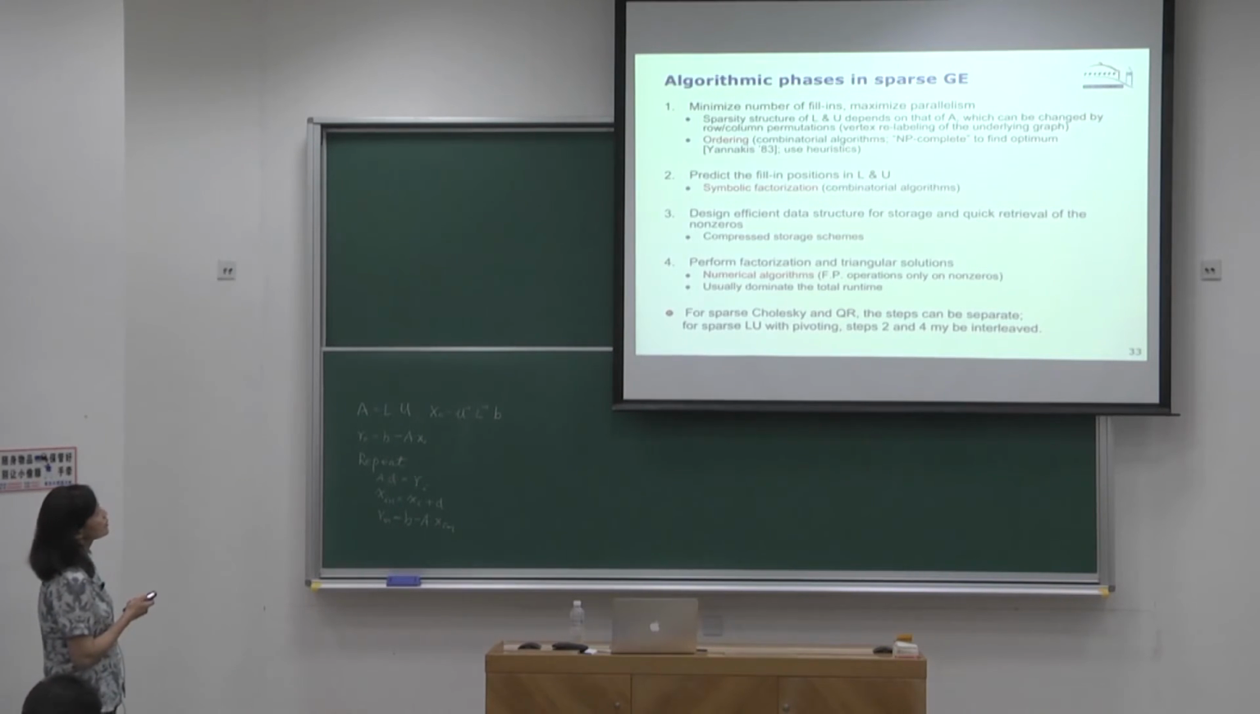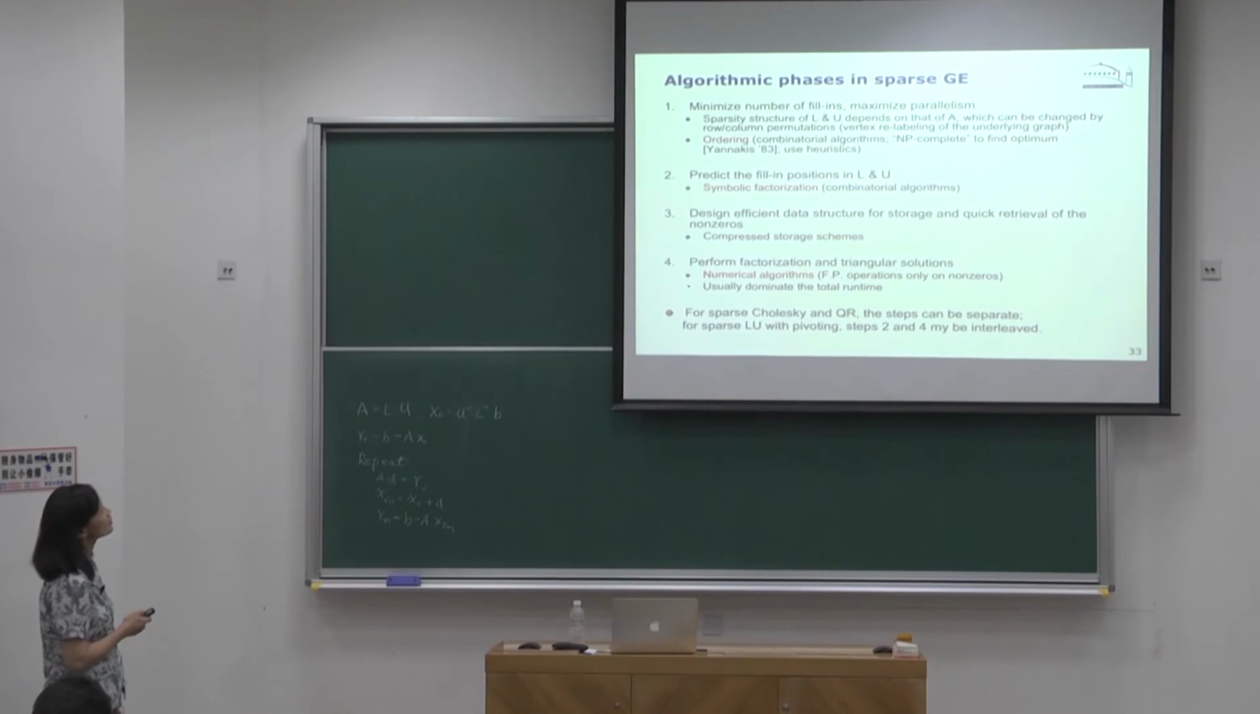And then you design the efficient data structure. It depends on which algorithm you use, what kind of storage scheme, whether row-oriented, column-oriented, or block-wise, which we'll see later. We have a block version. So then you set up the compressed storage scheme. And after all these pre-processing steps, in the end, you get to numerical factorization. That's your matrix computation.